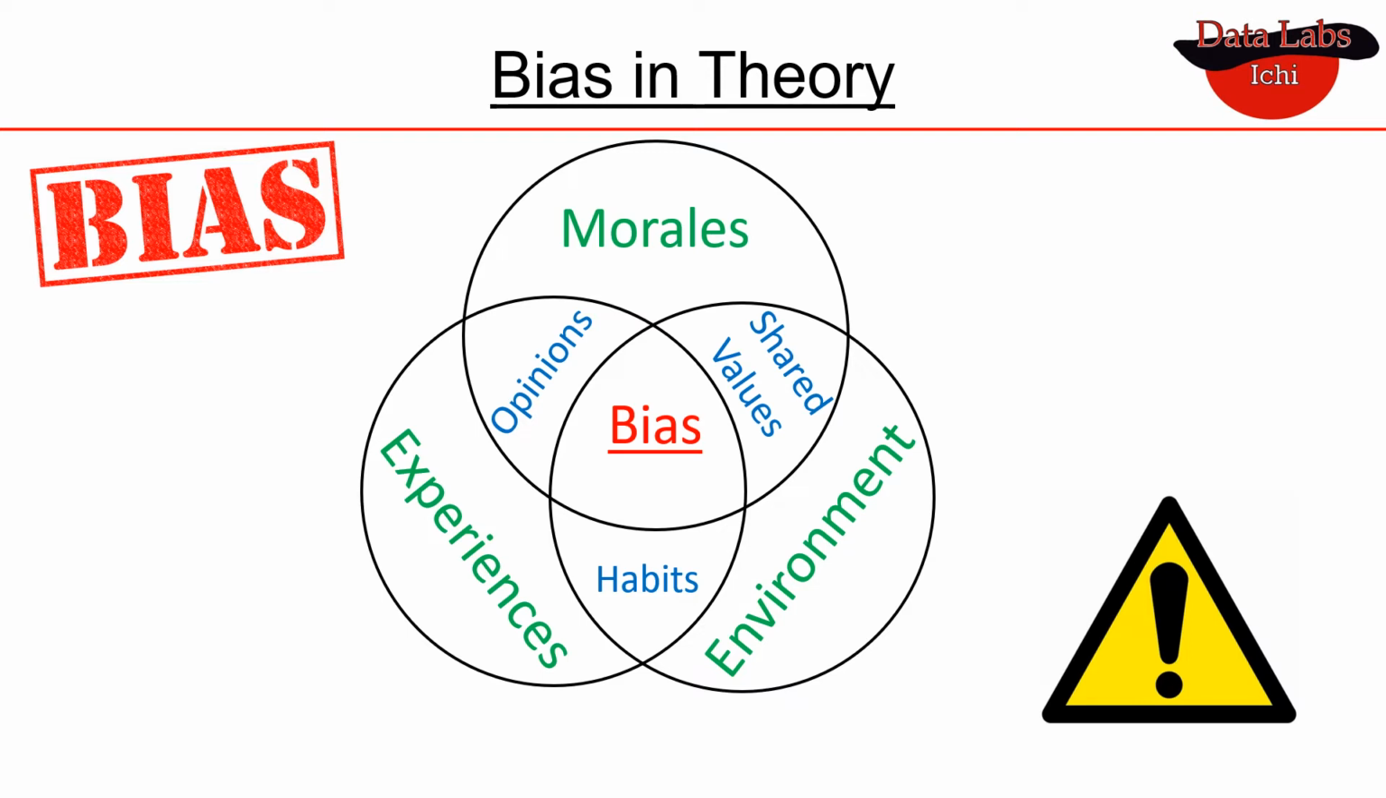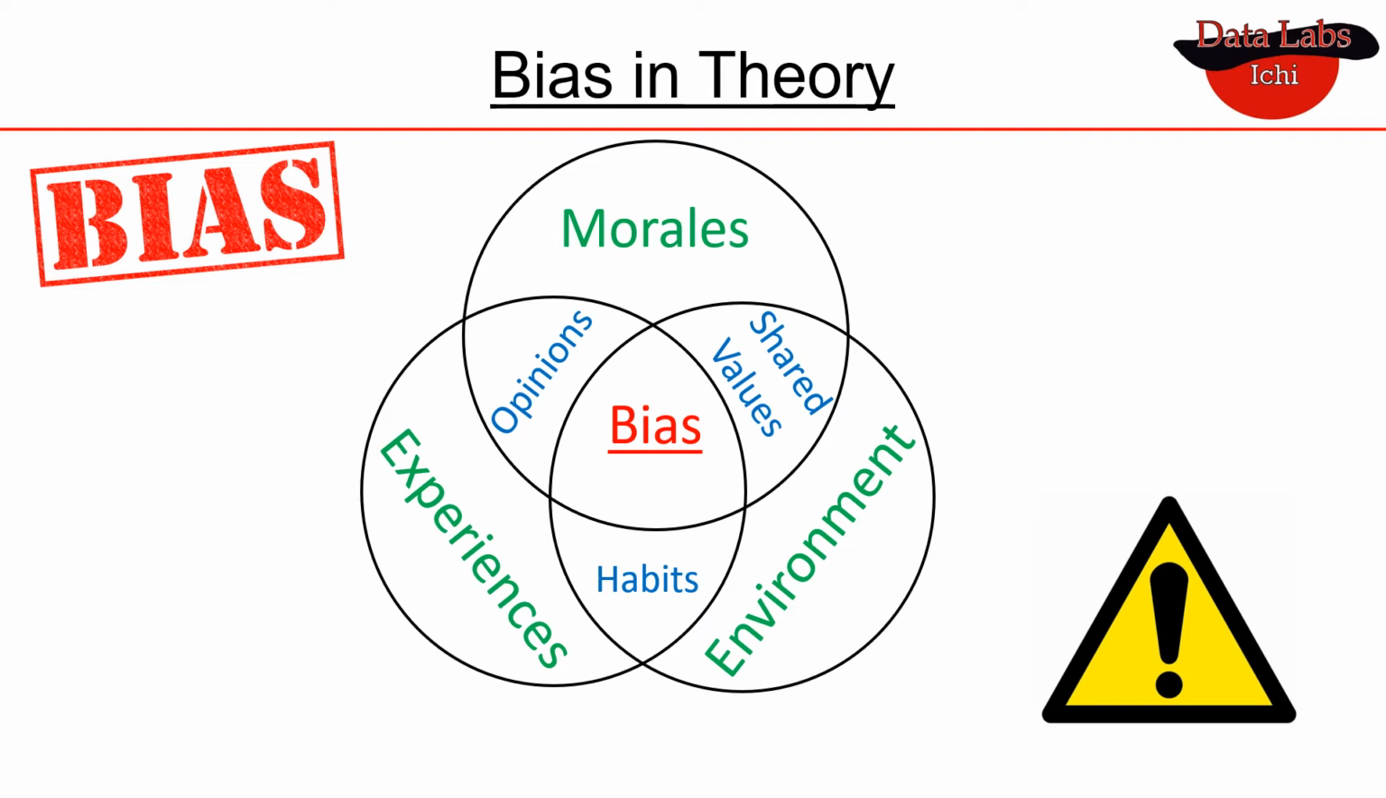Lastly, between experience and morals, we have opinions. Now, everyone's personal morals, coupled with the experiences that they've had by just living their life, create these opinions on certain topics. Now, that in turn leads to bias. So now with that, we've completed our Venn diagram.